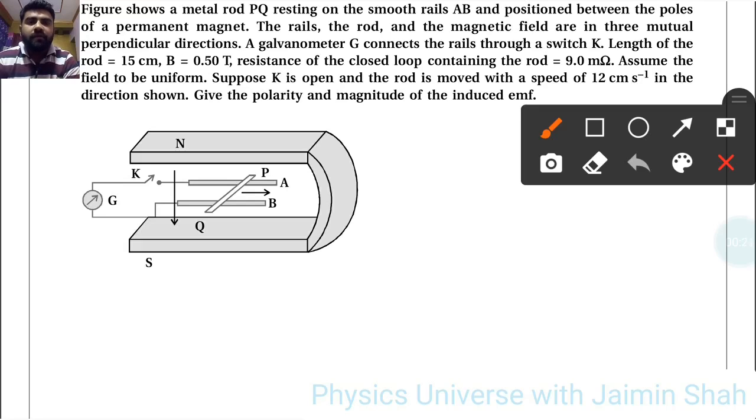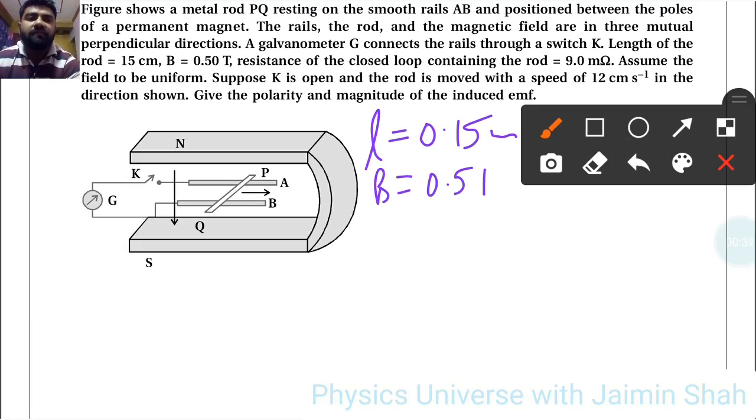Length of rod, so L is equal to 0.15 meter, B is equal to 0.5 Tesla. Resistance of the closed loop containing the rod, so R is equal to 9.0, so 9 into 10 raised to minus 3 ohm. Assume the field to be uniform.